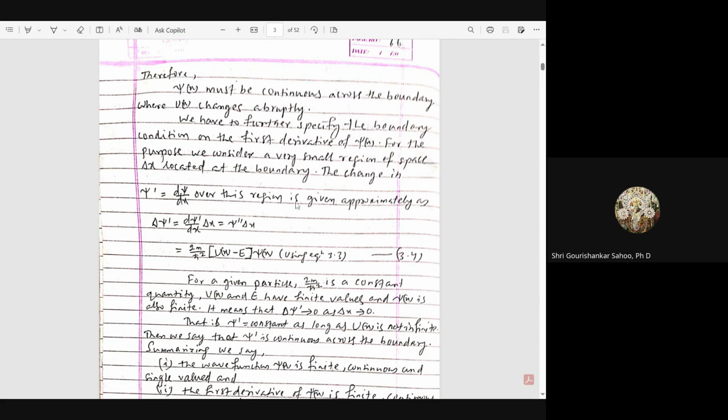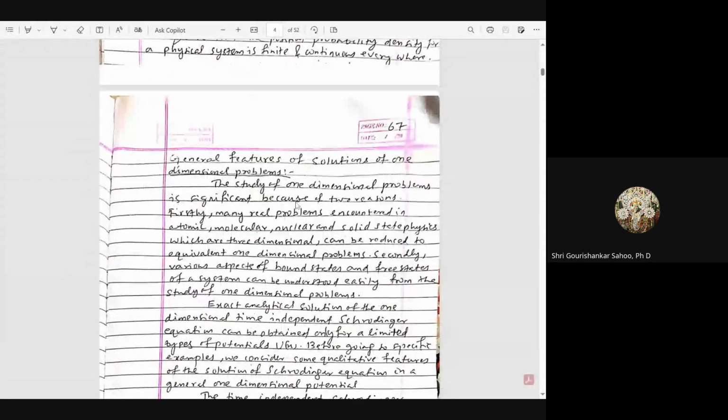So we can summarize all these things, and we can say that the wave function psi is finite, continuous, and single valued, and the first derivative of psi, that is psi dash, is finite, continuous, and single valued at all points where U is finite. These requirements also have the consequence that the position probability density for a physical system is finite and continuous everywhere.